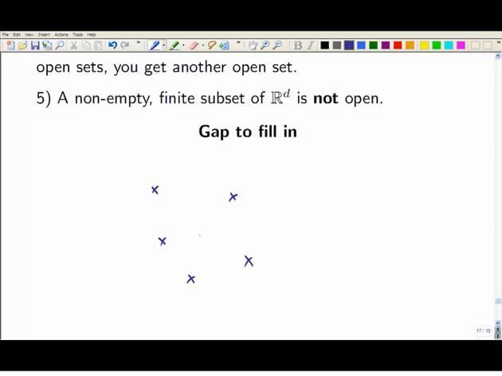A non-empty finite subset of R to the D is not open. Again, I'm not going to do a full proof of this fact, but let me just indicate for you what such a set looks like. It's got finitely many points in it. They could be anywhere. So here's just a few points.